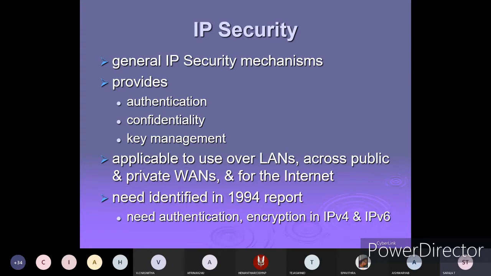And also with respect to the internet, if one system is connected with another system through the internet, we can provide the security using IP security. That is the three applications, use over LANs, WANs, and the internet, that you should remember. The need was identified in the 1994 report: the need for authentication and encryption in IPv4 and IPv6. In both representations, we can get the encryption, with version 4 and version 6.